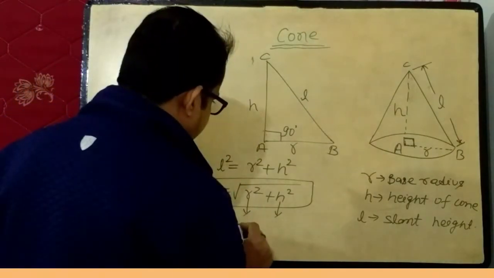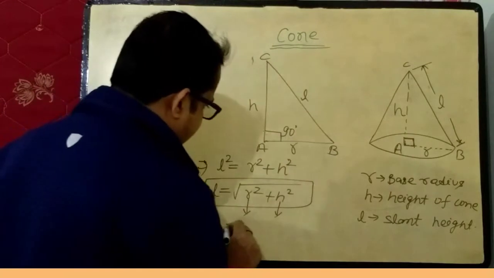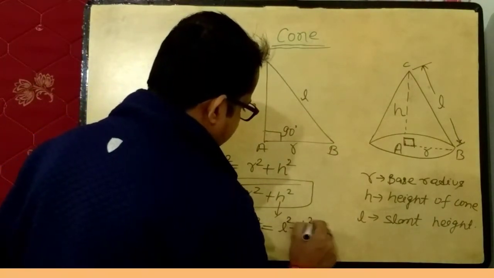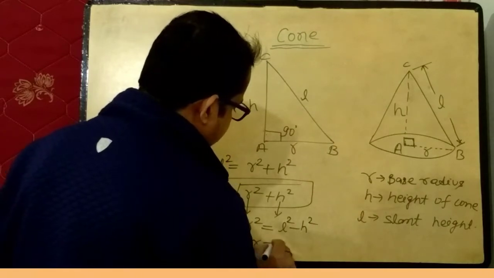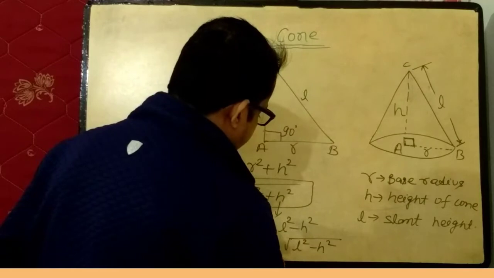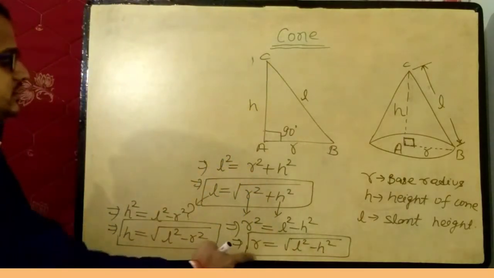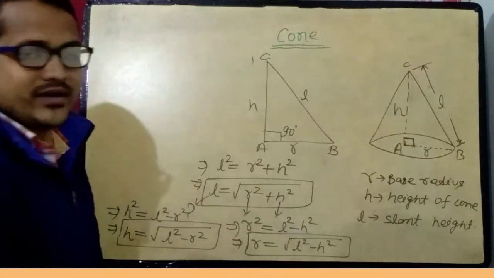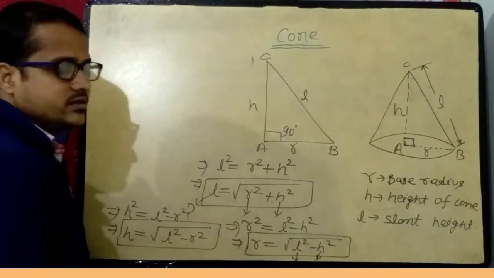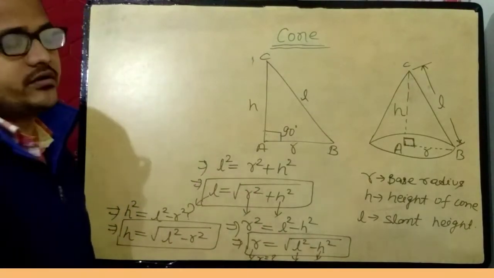Now the third relation: transfer this h square term to the left hand side, then r square equals L square minus h square, that is r equals root over L square minus h square. So by using this formula you can calculate r equals root over L square minus h square. If L is given and h is given, then you can easily calculate r.